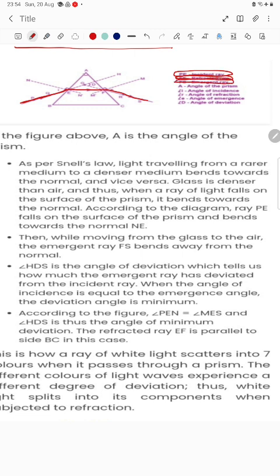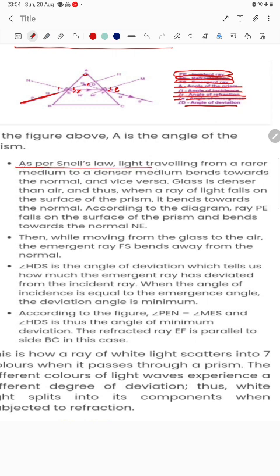Here you see, angle A is the angle of the prism. Angle i is the angle of incidence. Angle r is the angle of refraction. Angle e is the angle of emergence, as we can see in the diagram. This is the angle of refraction and this is the angle of emergence. Now the angle D is the angle of deviation.